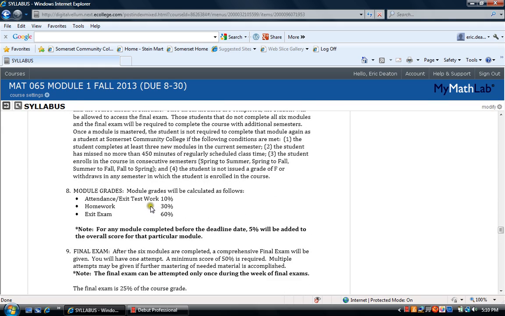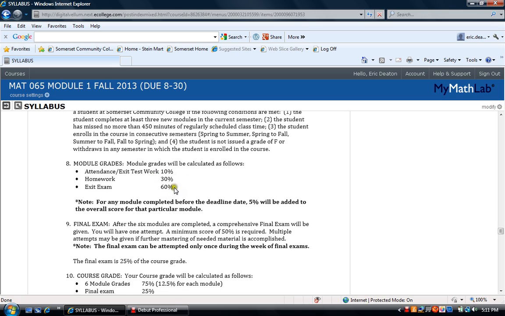The module grades for a particular module: attendance is 10% along with exit test work, homework is 30%, and the exit exam is 60%. But since we require at least 80 on everything, you're going to have a pretty good score. You'll have at least an 80 average, unless of course you miss a lot of days.